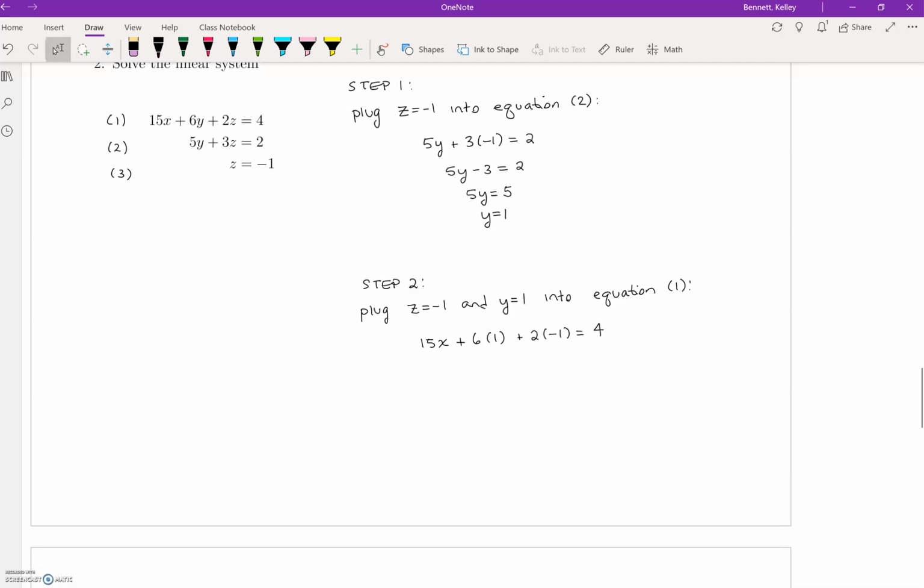So I'm going to go ahead and simplify. 15x, 6 minus 2 is 4. That still needs to equal 4. So subtracting 4 from both sides, we get that 15x equals 0. Therefore, x also equals 0. So for our solution, we get that x equals 0, y equals 1, and z equals negative 1.